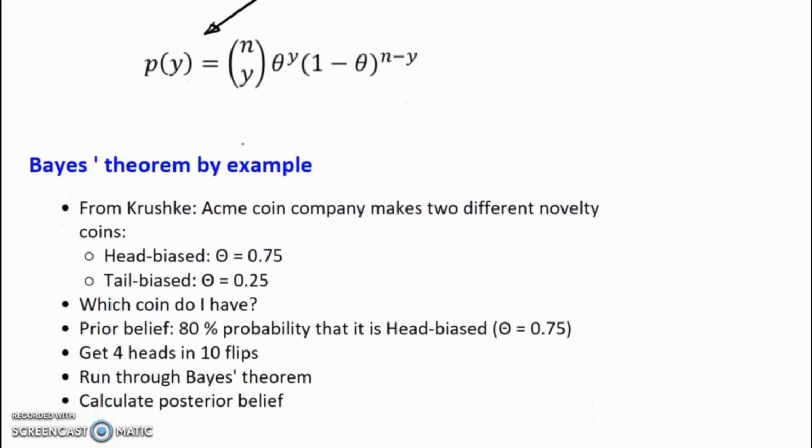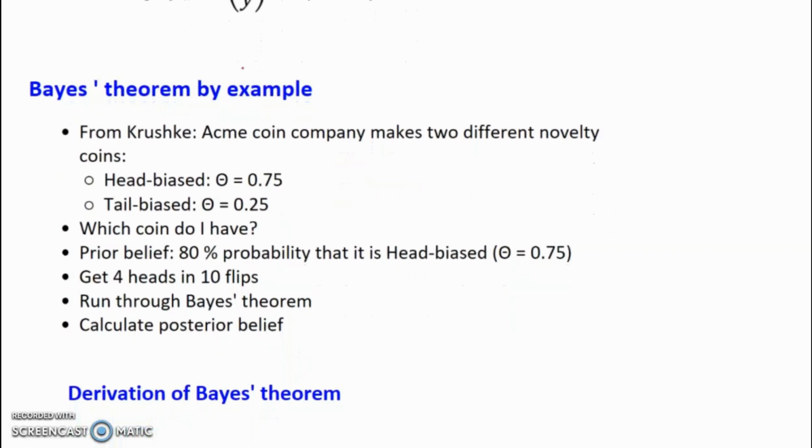So that's just a bit of review. Now what I want to do is get us started on Bayes' theorem. I'm going to try to illustrate that by way of an example provided by Kruschke. He says that there's this coin company, Acme Coin Company, that makes two different types of coin. The first type of coin is head biased. If it's a head biased coin, then the probability of it coming up heads in any one flip is 0.75. If it's a tail biased coin, then the probability of it coming up heads in any one flip is 0.25.